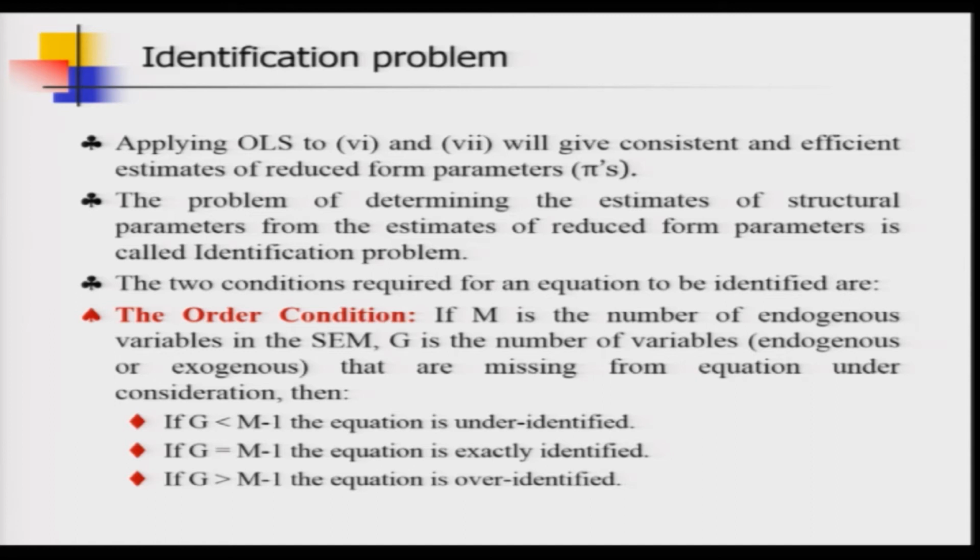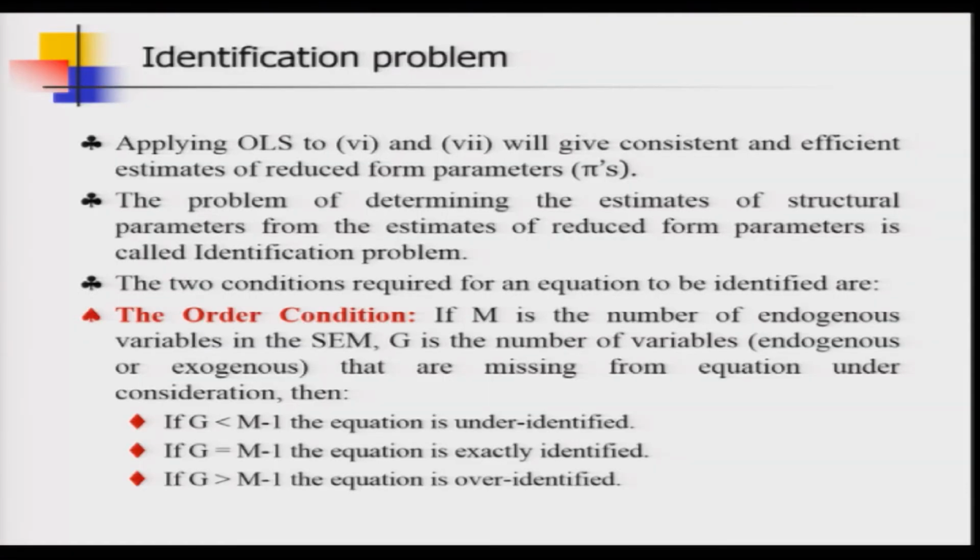Now, you can apply OLS to these reduced form equations number 6 and 7, and if you do so, then you will get consistent and efficient estimates of the reduced form parameters. So, basically you are going to get the true values of these reduced form coefficient pi's. Okay. Now, the problem of determining the estimates of the structural parameters still remains. Okay. And how to derive the values of unknown structural coefficients from the reduced form coefficients, that is basically what my identification problem is all about in econometric terms.